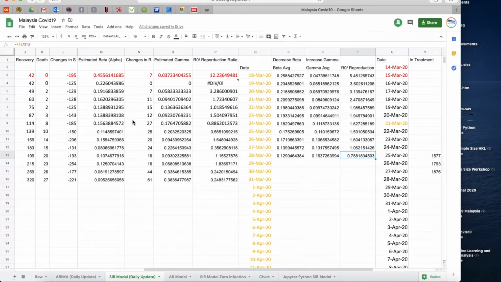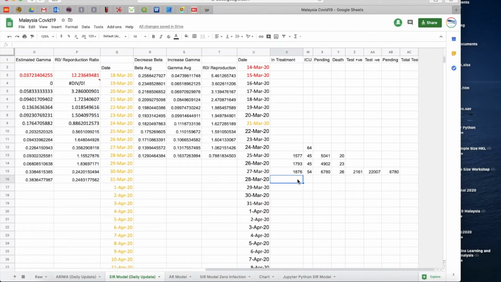inshallah, by God's will, the outbreak will soon be suppressed, hopefully. But all that depends on how well we treat the patients, and also how well the people cooperate with the government in terms of the movement control order.